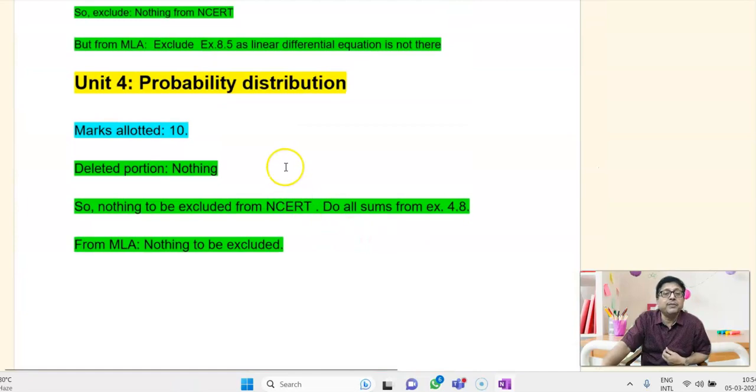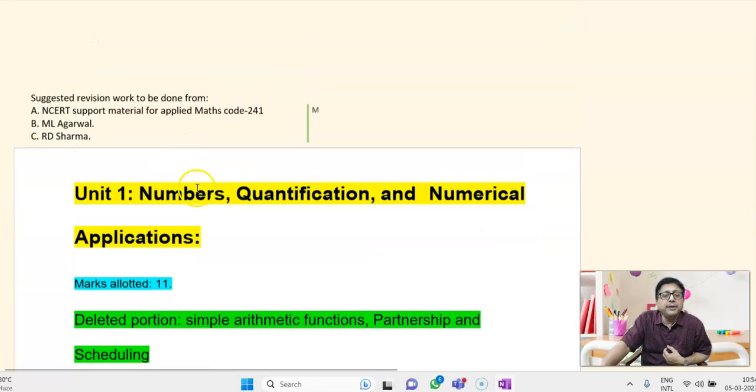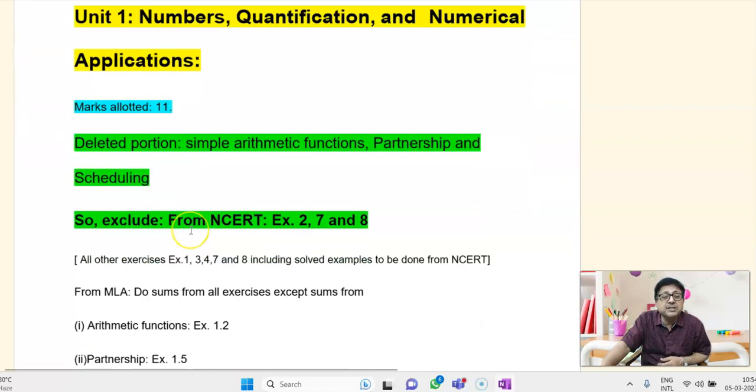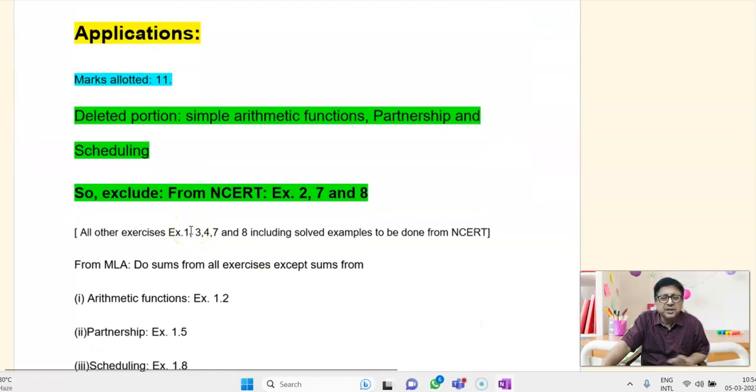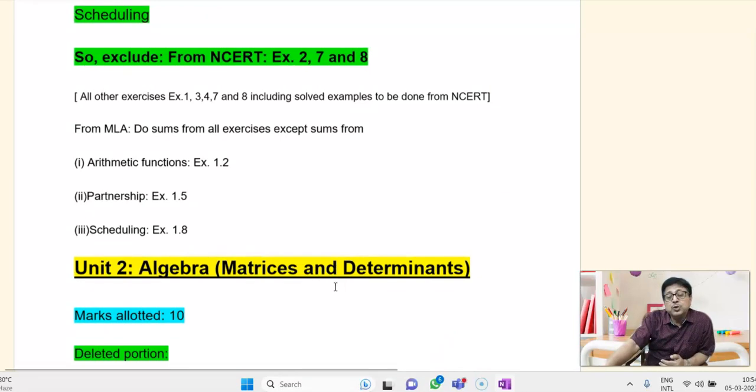Let me go through one by one. In R.D. Sharma, for numbers, quantification and numerical application, some solved examples are excellent, you must go through. And tricky sums, during revision time, you do tricky sums. Some tricky sums are solved and some tricky sums are given at the end of the exercise. Just go through, you'll understand what tricky sums are over there. So during revision time, those who are going to score 80 over 80 need to do those tricky sums also.